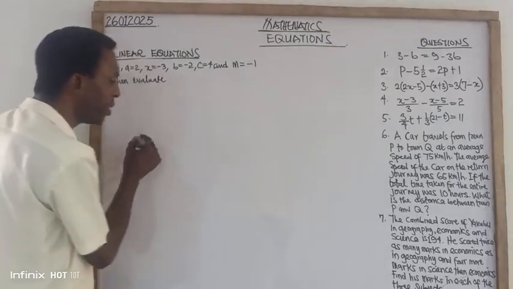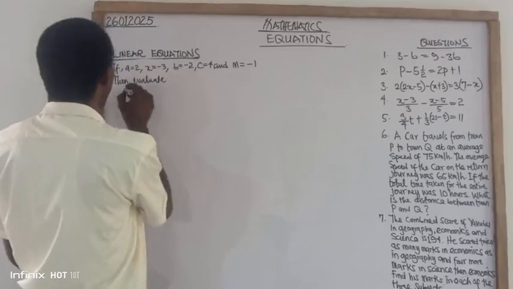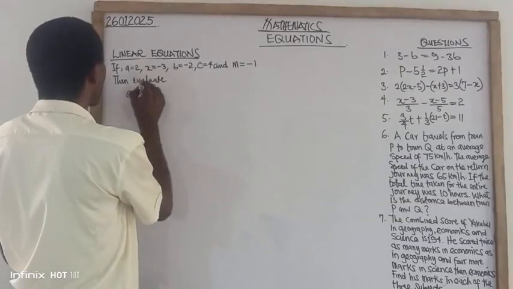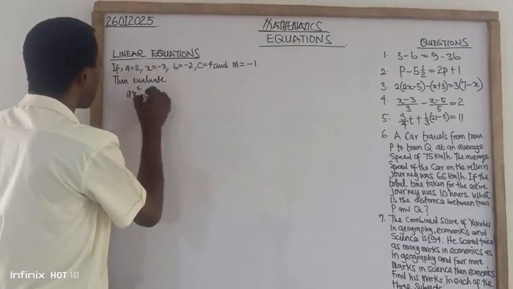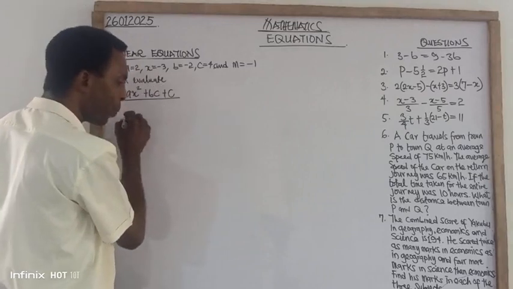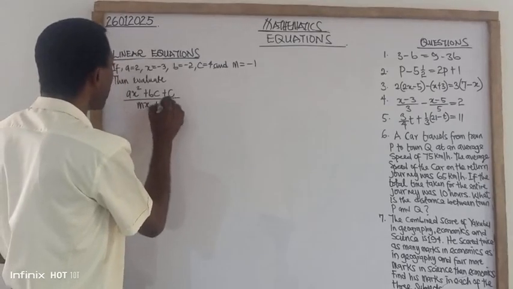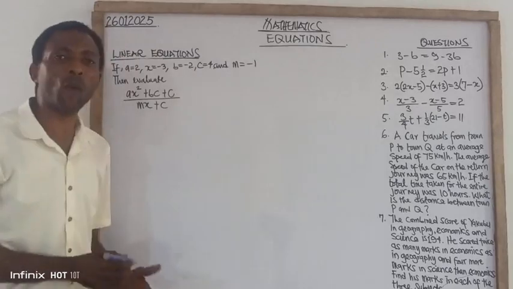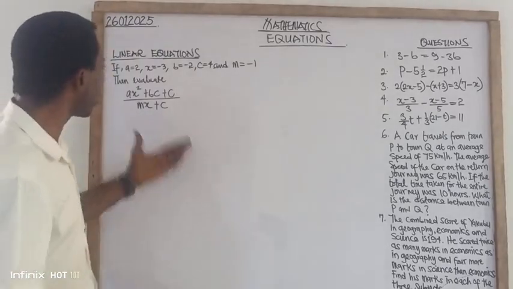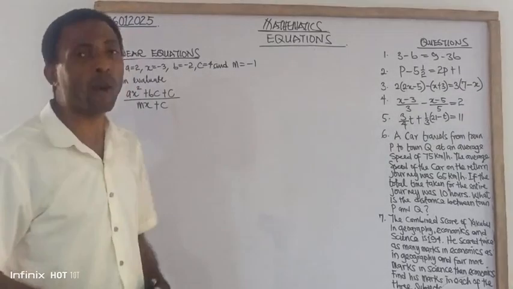If all these are the values of these variables, the question now says evaluate these. What is the question? The question is evaluate A X squared plus B C plus C over M X, then plus C. In fact, this is a WAEC question, a WAEC question that we are bringing up for you. Most of the questions will work for you. Many of them are WAEC questions.